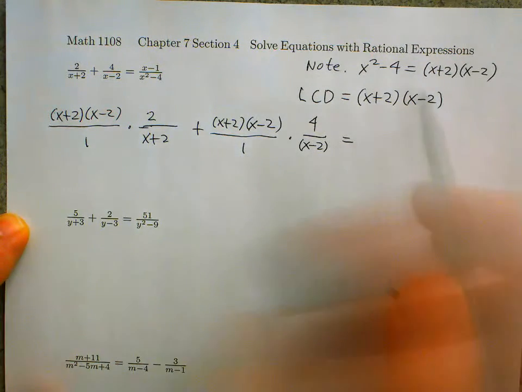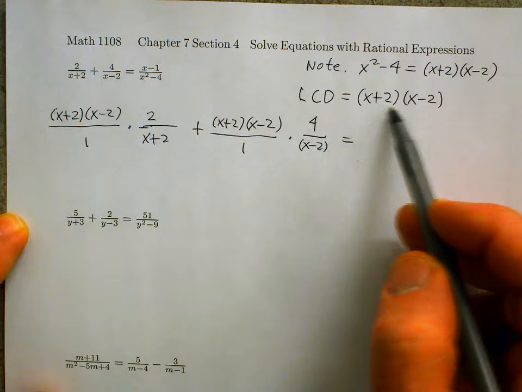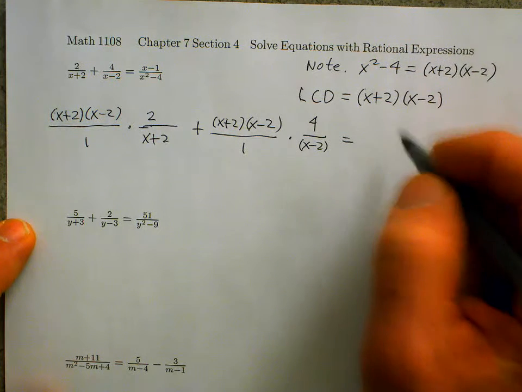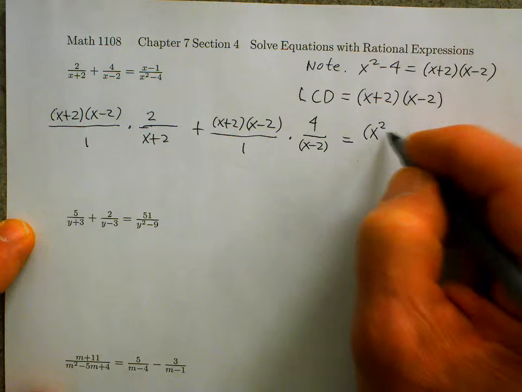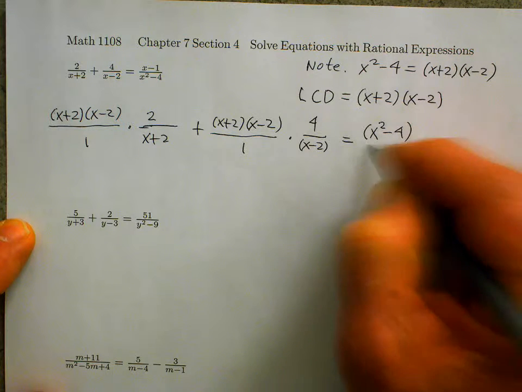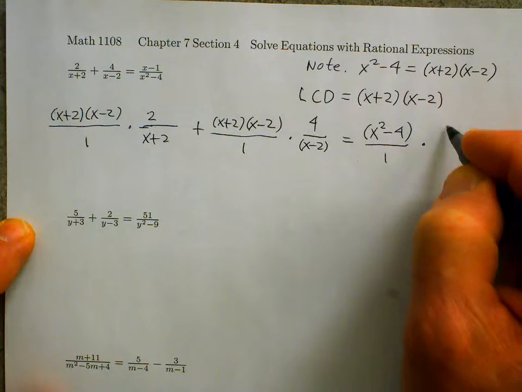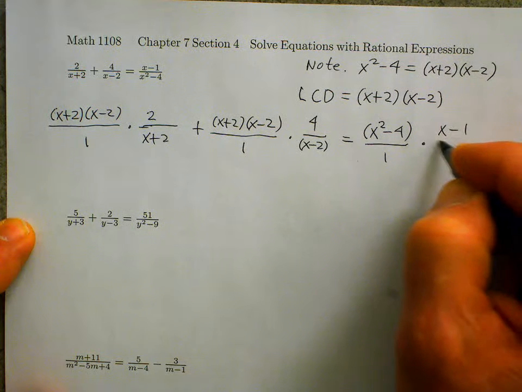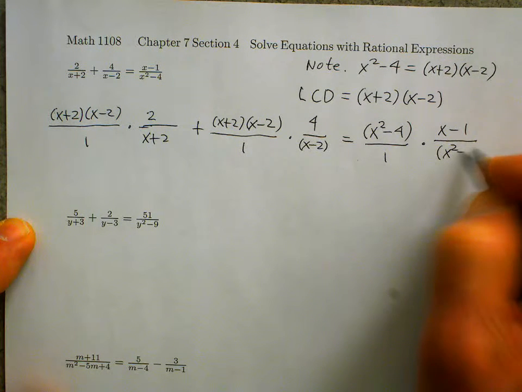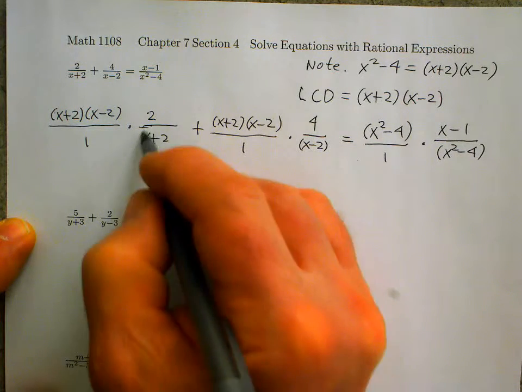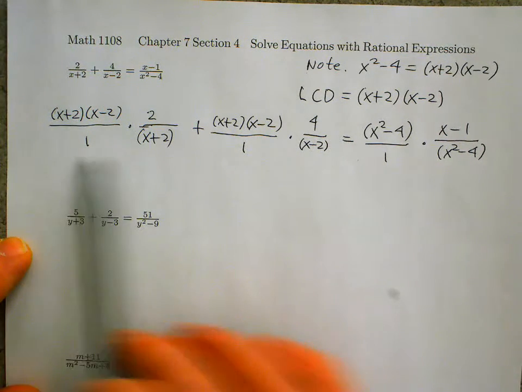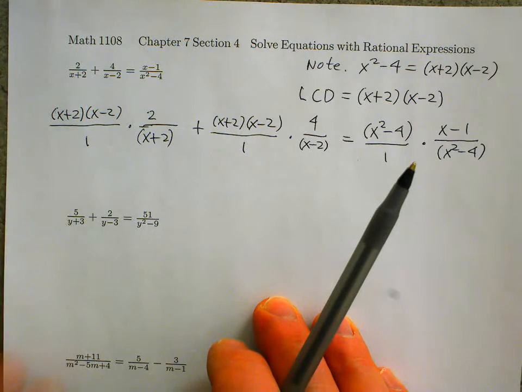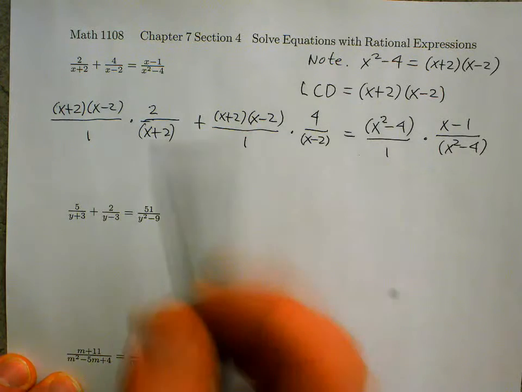On the right-hand side, since x plus 2 times x minus 2 is x squared minus 4, I'm just going to write x squared minus 4 over 1 times x minus 1 over x squared minus 4. Okay, it looks worse before it looks better, but the payoff will be good.